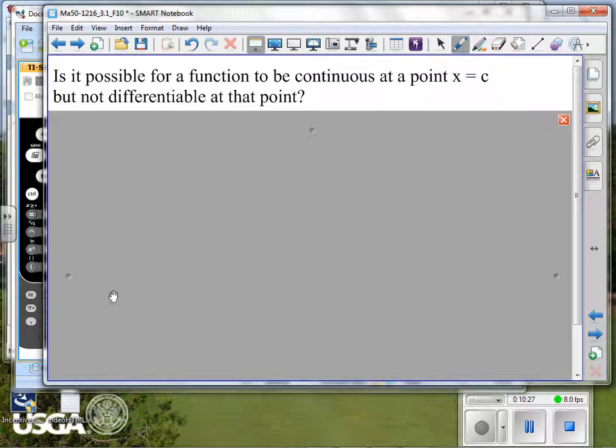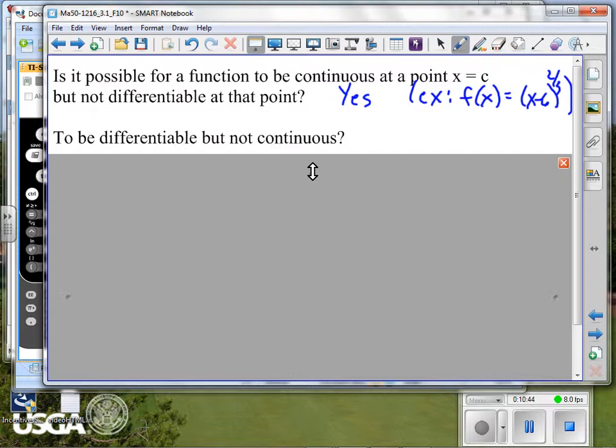So is it possible for a function to be continuous but not differentiable? The answer to that is yes, and we looked at an example. We just got through looking at it. What was that? That was the one, x minus 6 to the 2/3 power. Okay. Then the question is, is it possible for the function to be differentiable but not continuous?